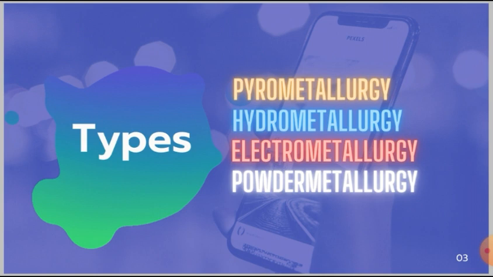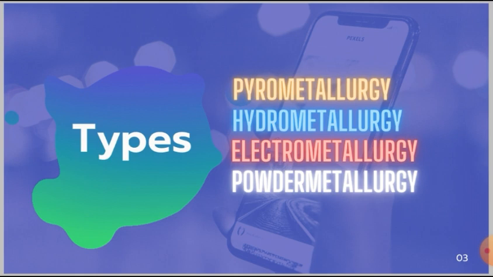There are different types of metallurgy, such as pyrometallurgy, hydrometallurgy, electrometallurgy, and powder metallurgy. Metallurgy where high temperature is required is known as pyrometallurgy. Pyro basically stands for heat.